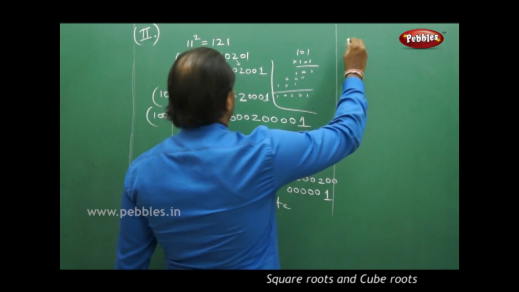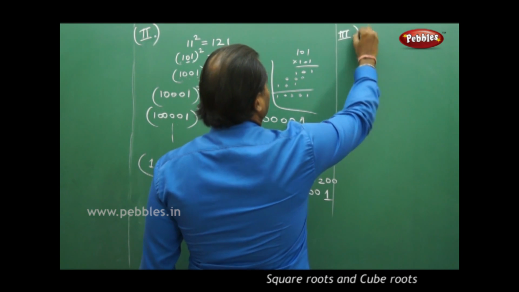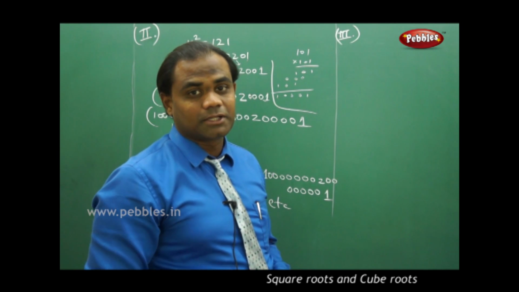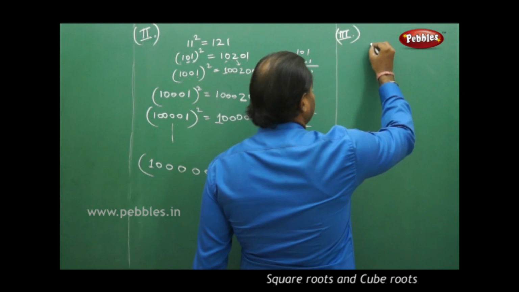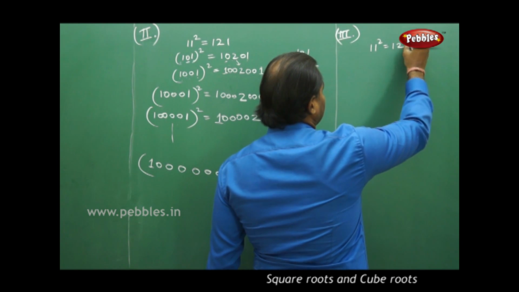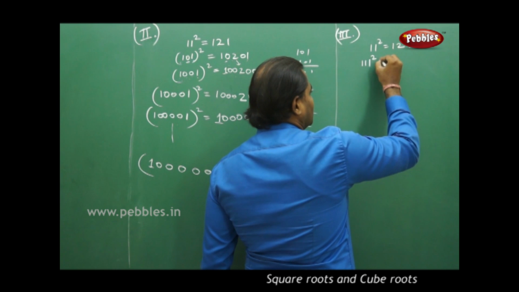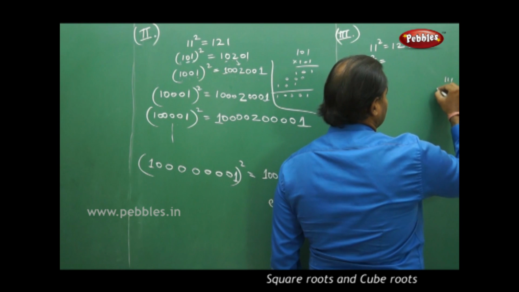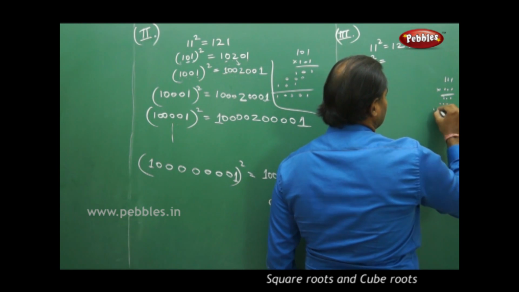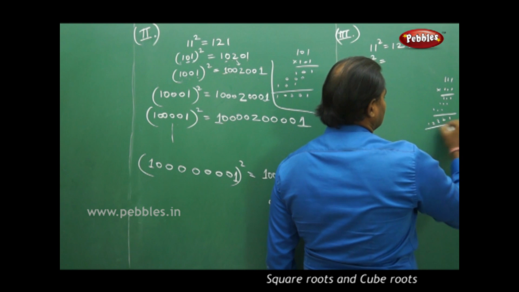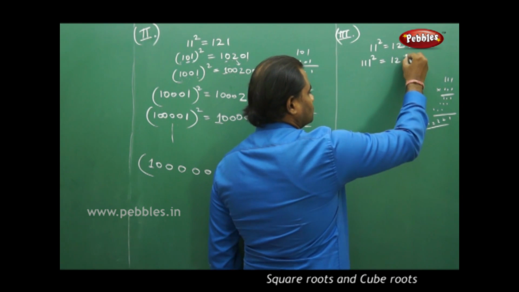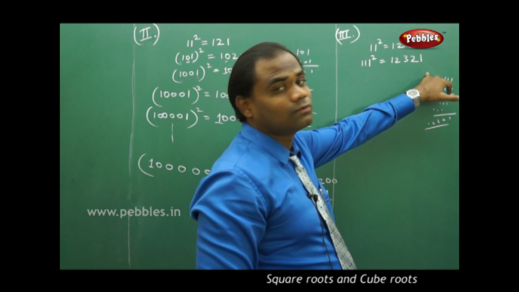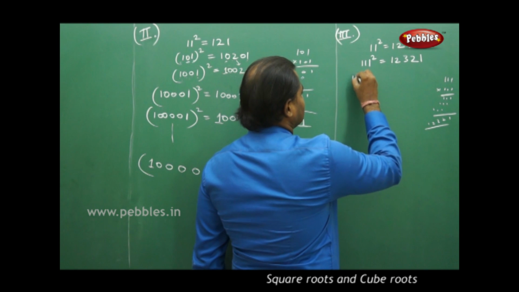Next, the third pattern I identify in the case of square numbers connected to patterns is this: if I revisit 11 squared, which is 121, and take 111 whole square, let me multiply and see what I get exactly. I get 1, 2, 3, 2, 1.